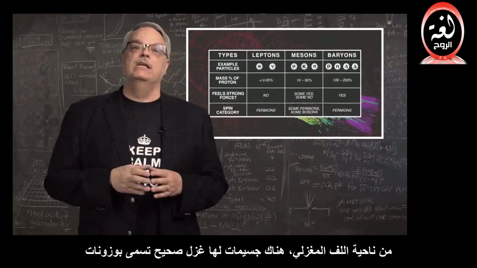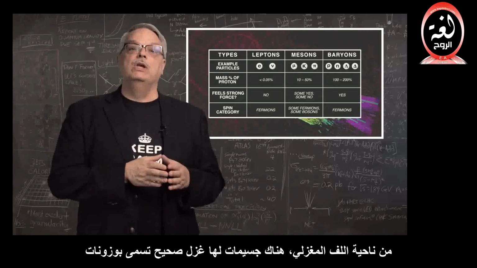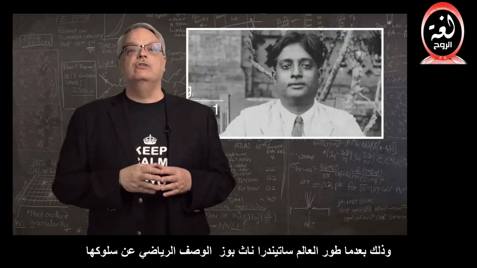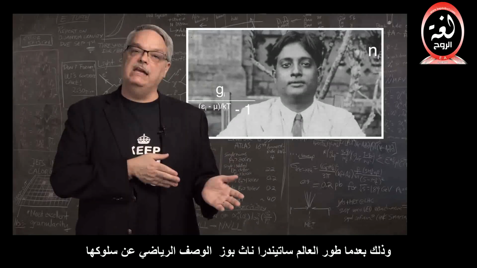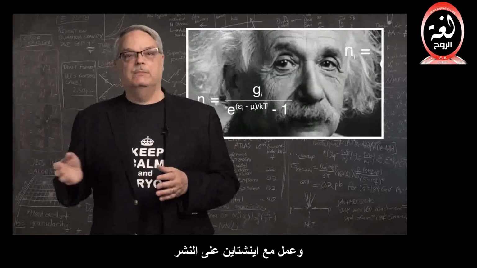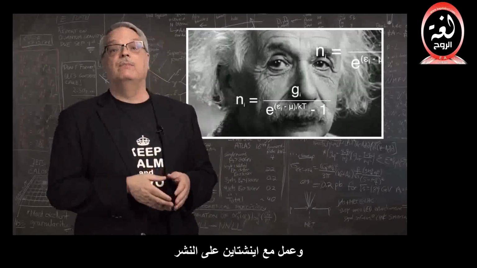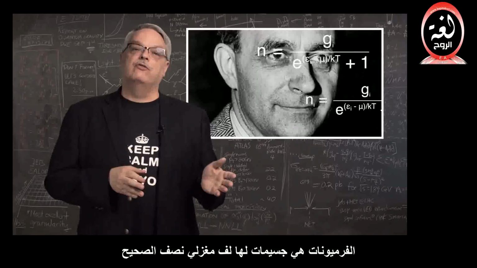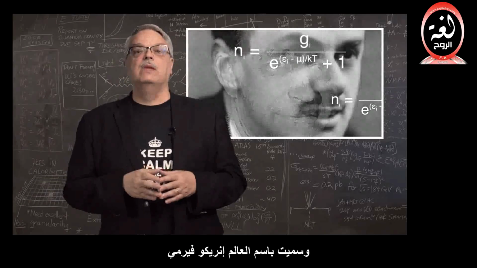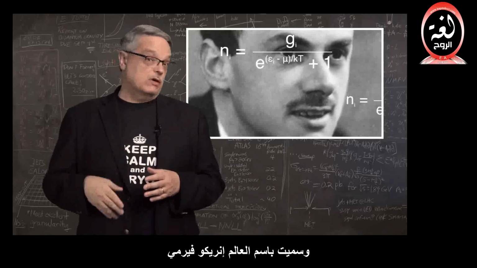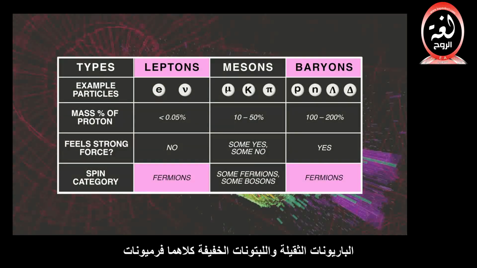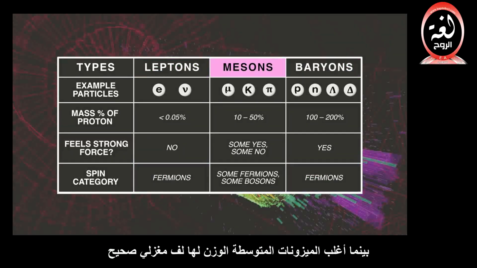On the spin side, there were the particles with integer spin, which were called bosons after Satyendra Nath Bose, who developed the mathematics describing how they behaved and worked with Einstein to get it published. And then there were the fermions. Fermions are particles with half-integer spin and were named after Enrico Fermi, who, along with Paul Dirac, pioneered the mathematics that describe them. The heavy baryons and the light leptons were all fermions, while most of the middleweight mesons were integer spin bosons.